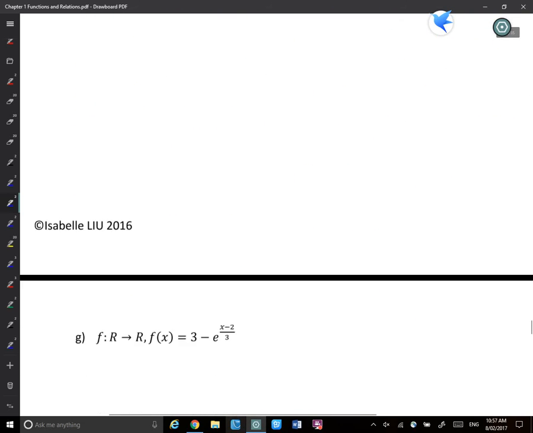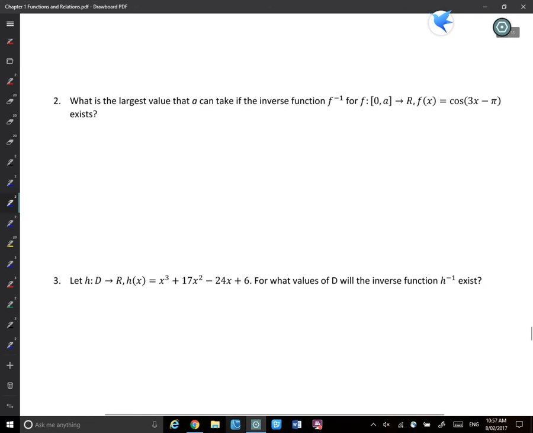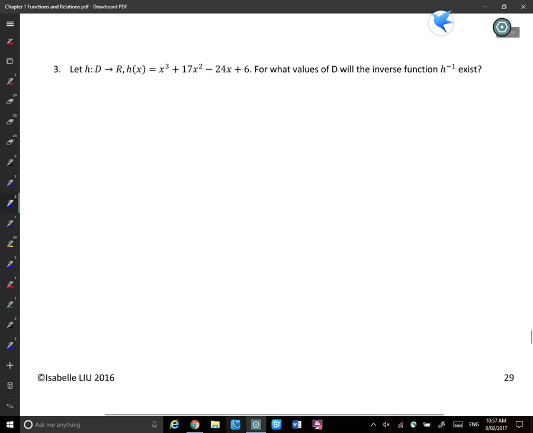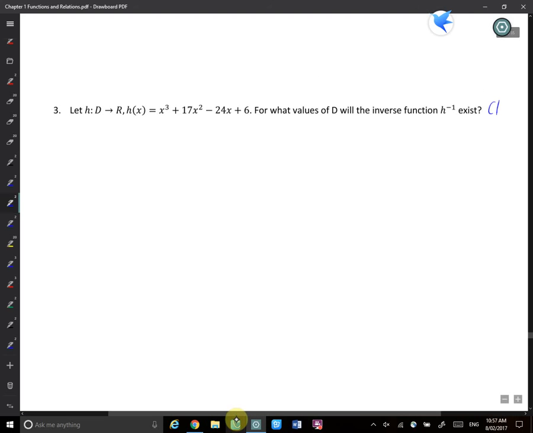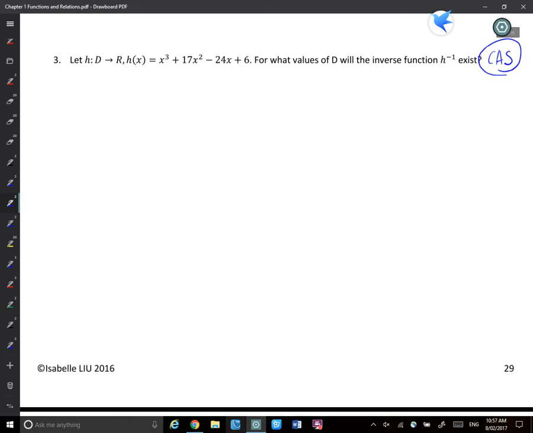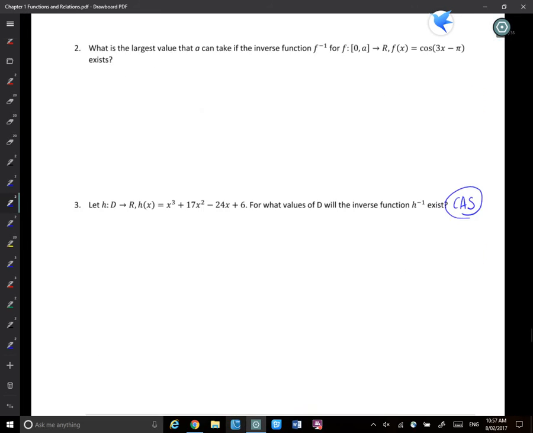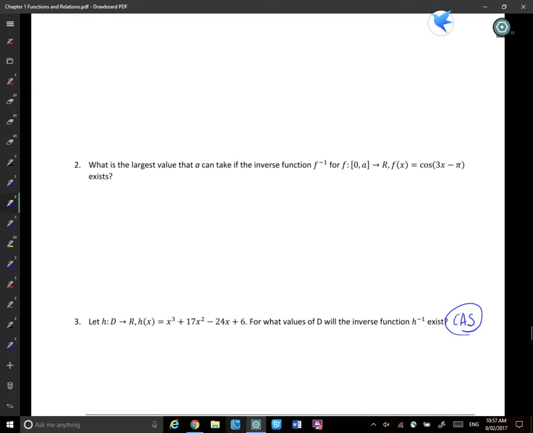I have a lot of examples put in here, and you can see we have a sine function as well, and we have number 3. For this one you need your CAS to help you, and that can be a CAS question. Number 3 on page 29. I'm not going to do more examples about inverse functions. You learned that in Year 11, and there's not a lot new here.